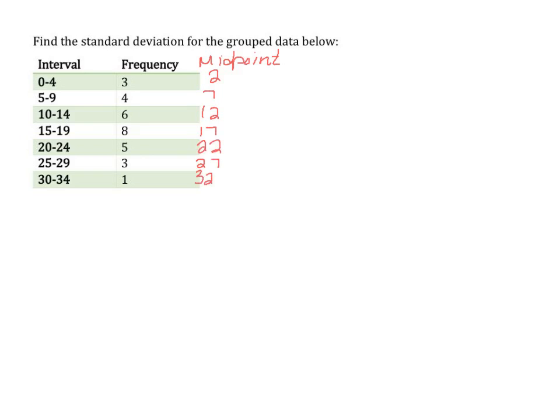Since the midpoint is the number that we're really going to work with, we're going to label our midpoint simply x, and then we're going to take our midpoint numbers and square them. So 2 squared is 4, 7 squared is 49, and so forth. So we'll just continue writing our numbers here.